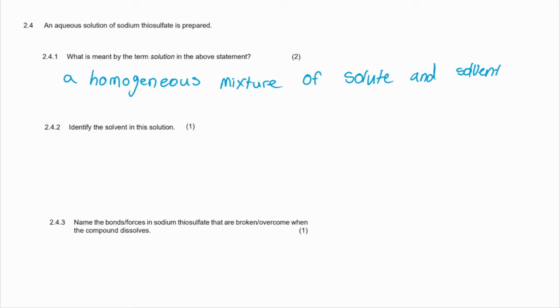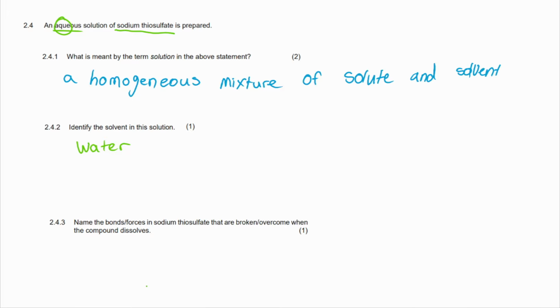So the solvent is the thing that you're dissolving something into, and it's aqueous. Aqueous comes from aqua, so it's water, or H2O. Okay, so the solute would be this. This is the solute, the thing we're dissolving in our substance over there.